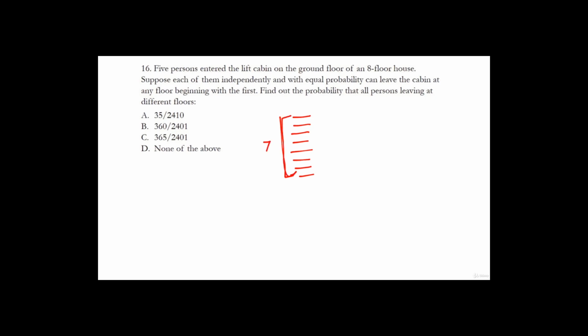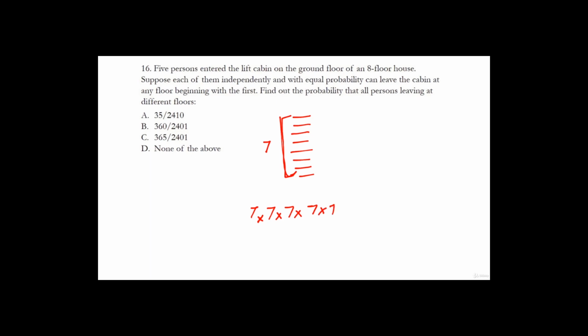till the top floor. Now the number of ways of arranging these 5 people in these 7 floors without any condition: the first person can be arranged in any of the 7 floors. The first person has 7 options. The second person also has 7 options. Third person also has 7 options. Fourth person also has 7 options, and the fifth person also has 7 options.